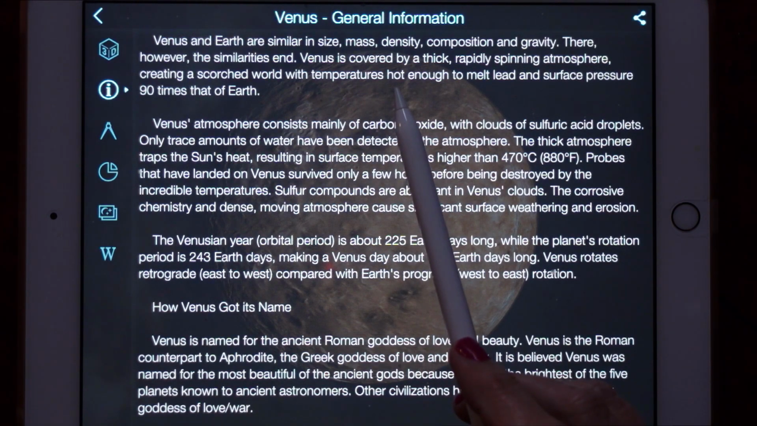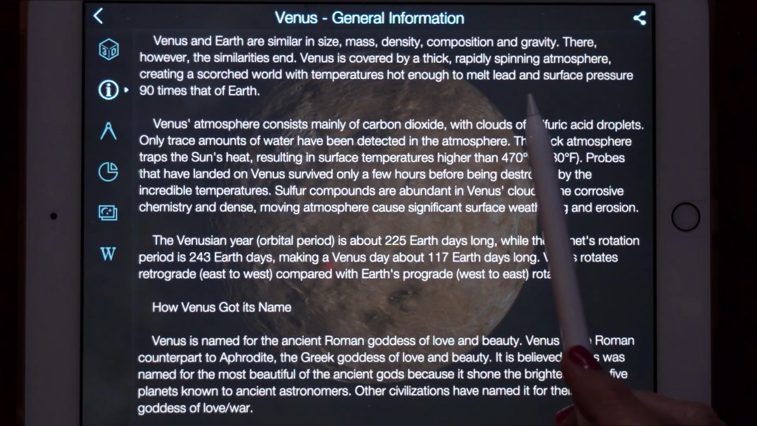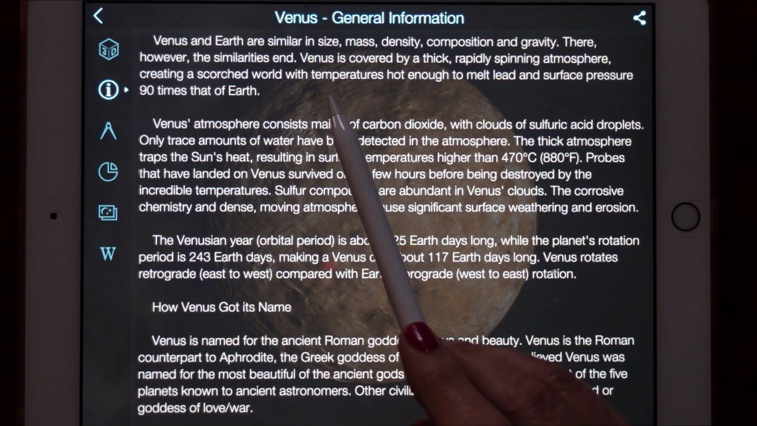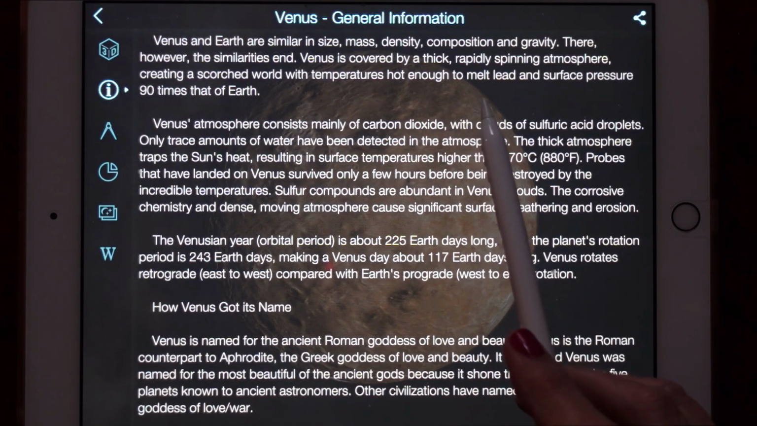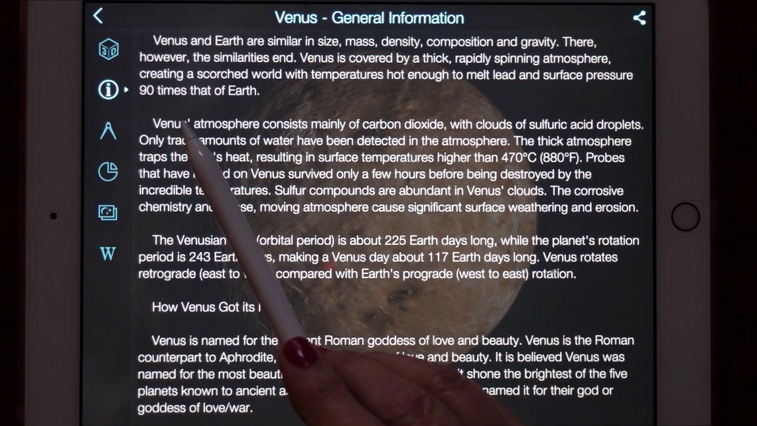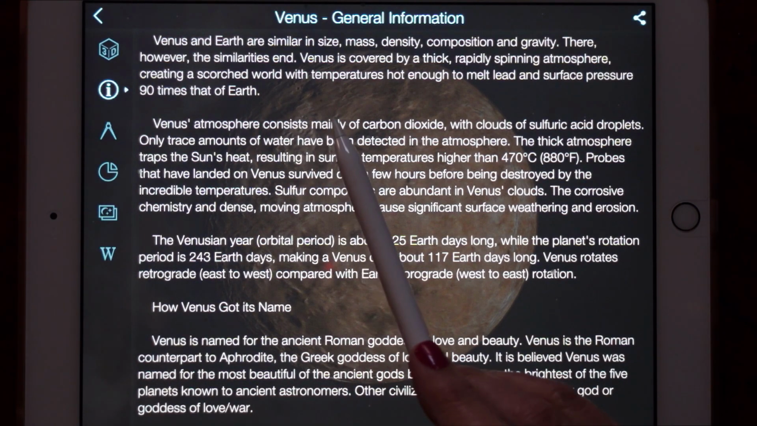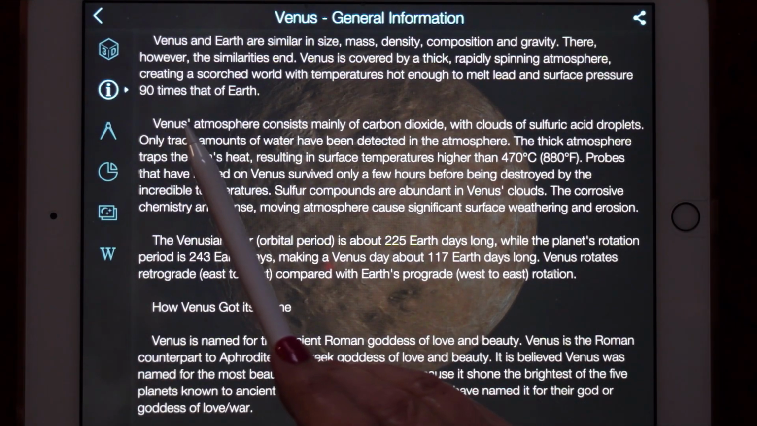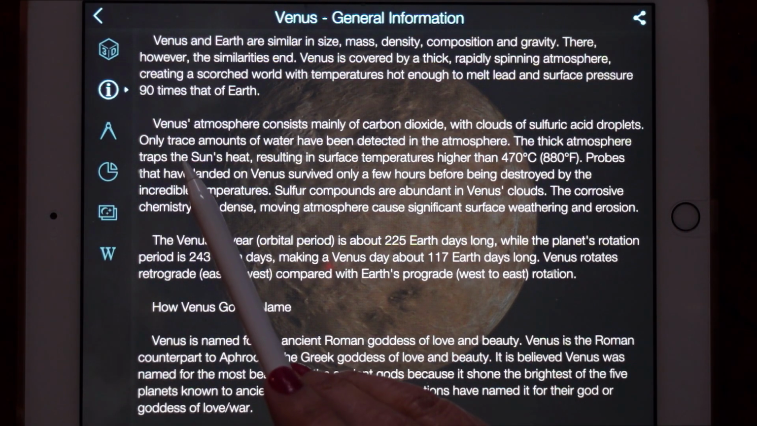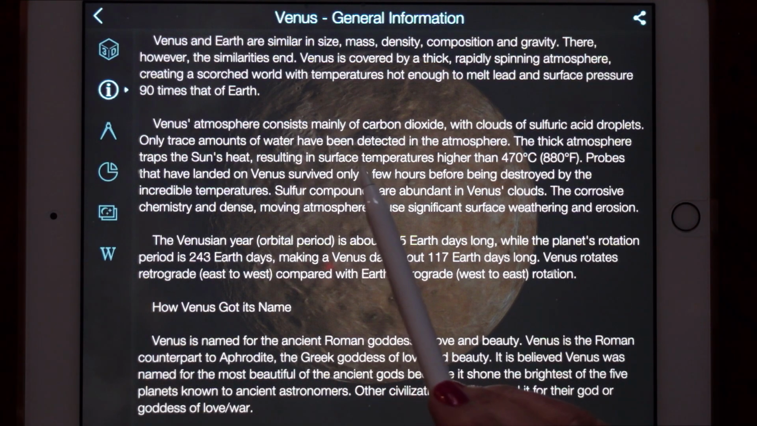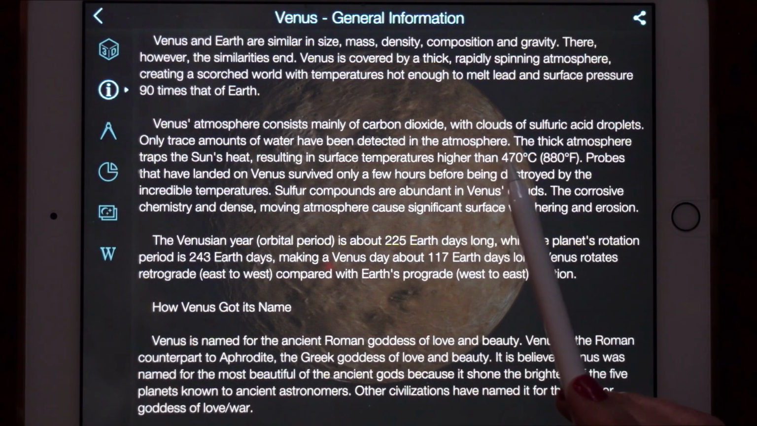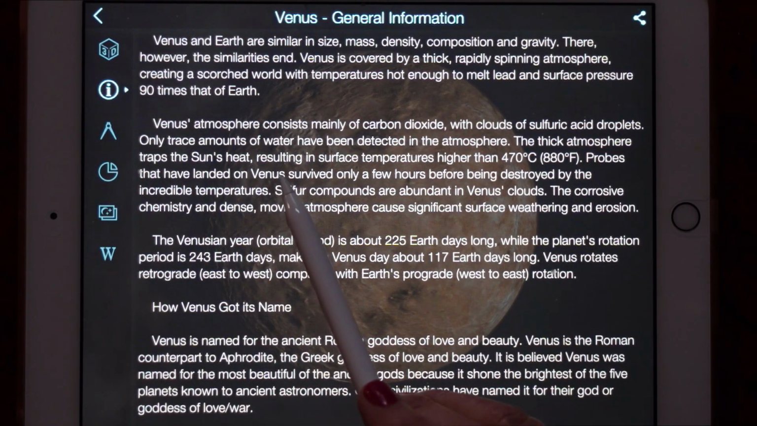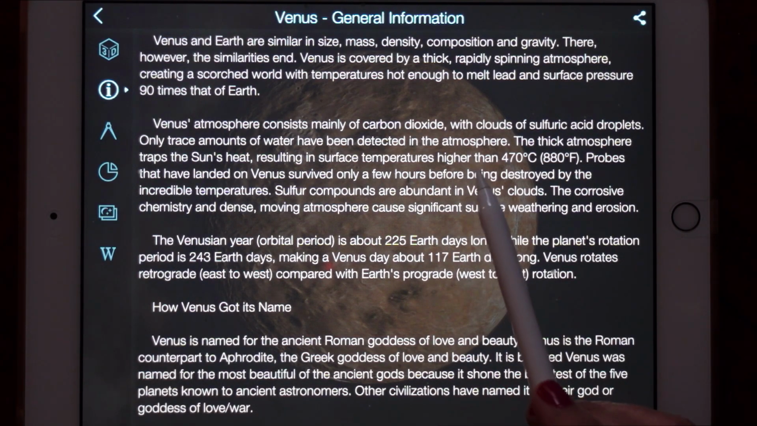its mass, density, composition and gravity. There, however, the similarities end. Venus is covered by a thick, rapidly spinning atmosphere, creating a scorched world with temperatures hot enough to melt lead and surface pressure 90 times that of Earth. Venus's atmosphere consists mainly of carbon dioxide with clouds of sulfuric acid droplets. Only trace amounts of water have been detected in the atmosphere.